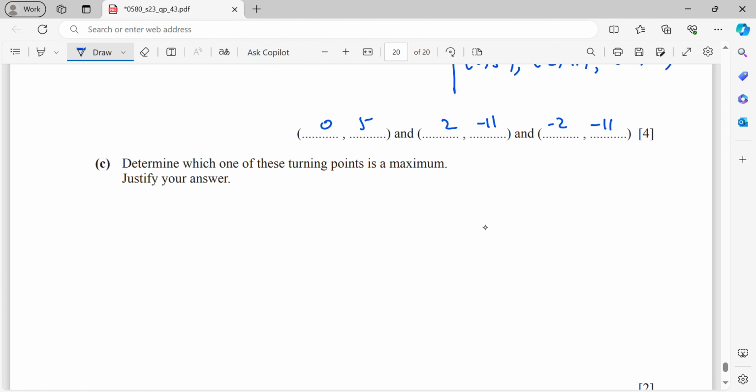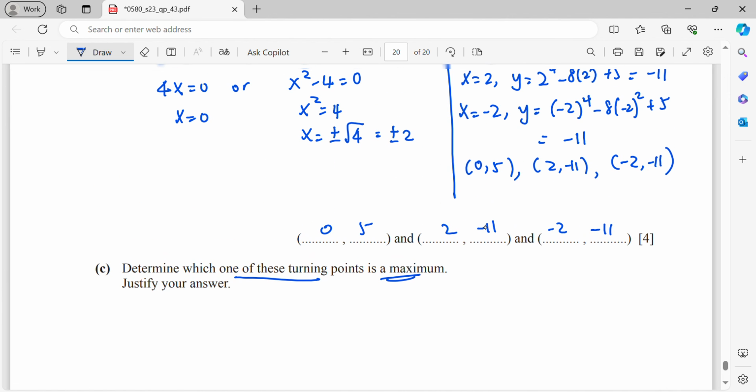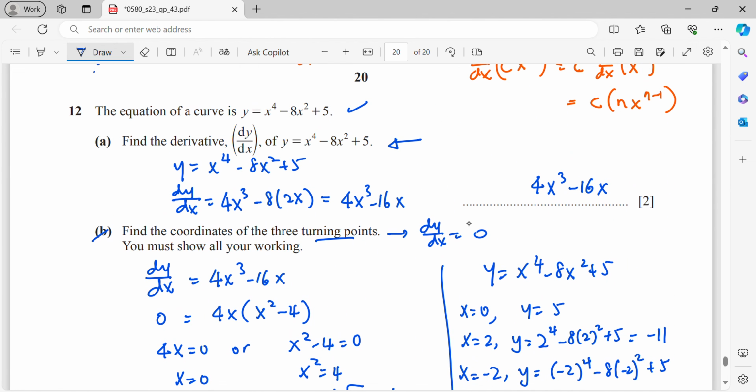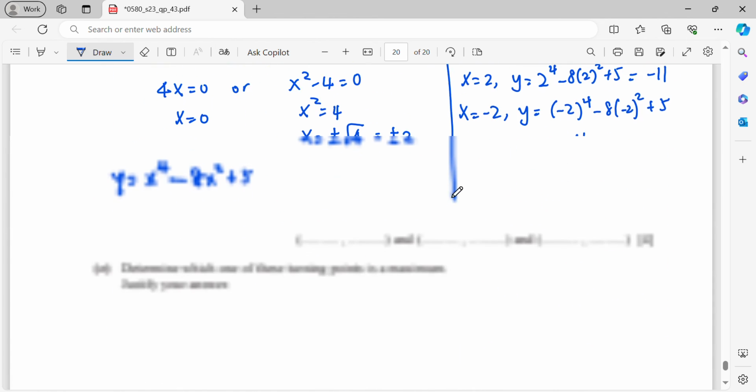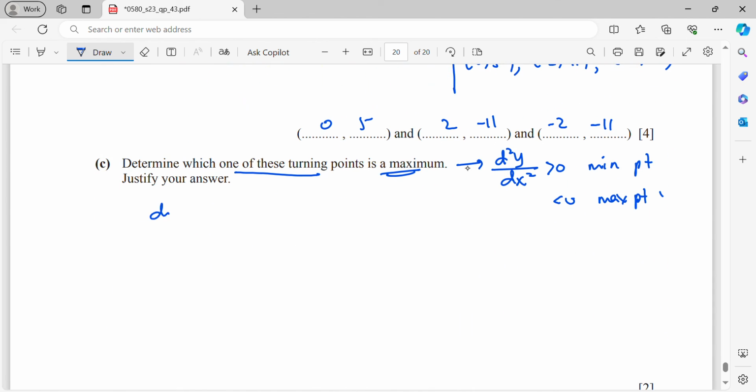Okay, now next part, determine which one of these turning points is a maximum. So for maximum, we need to get the second derivative. When the second derivative is more than 0, you get a minimum point. When it is less than 0, then you get a maximum point. Alright, so now my dy/dx is 4x cubed minus 16x. So I will rewrite this.